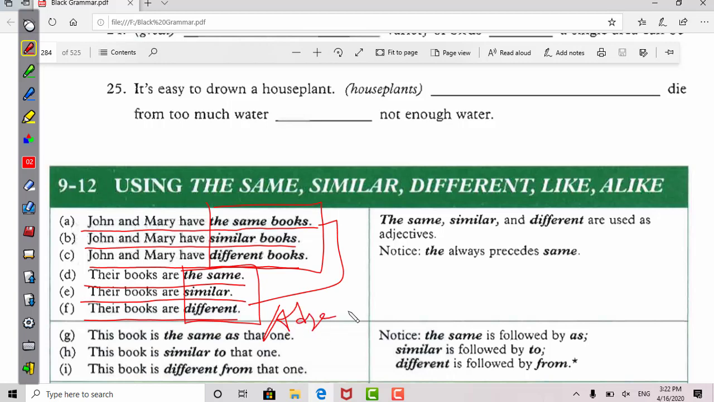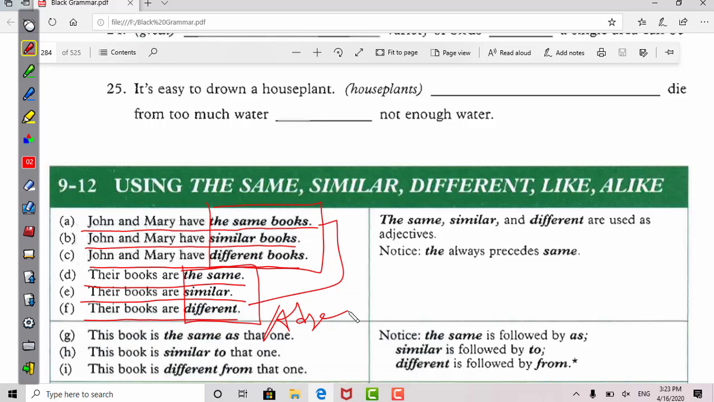Adjective. All right, and please remember that the function of an adjective is that it can modify the noun, or explain the noun. In number one, A until C, this one modifies nouns. In D, E, F, this one explains the noun. Their books are the same, their books are similar, their books are different. Something like that.